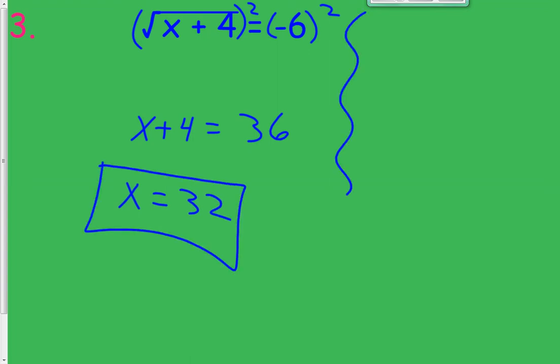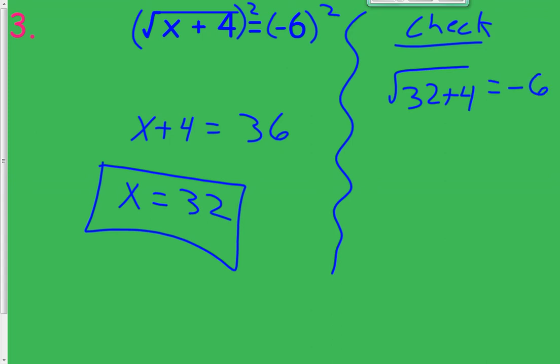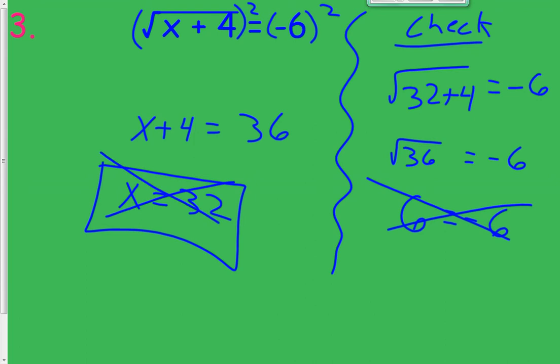As I check my work, I get the square root of 32 plus 4 equals a negative 6. So now I get the square root of 36 equals a negative 6. And then if I take the square root of 36, the square root of 36 is 6. Does 6 equal a negative 6? Absolutely not. So this, again, class, is an extraneous root.